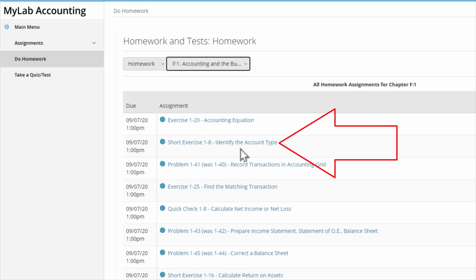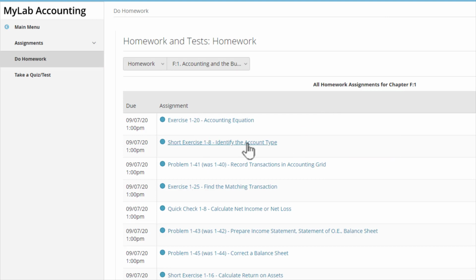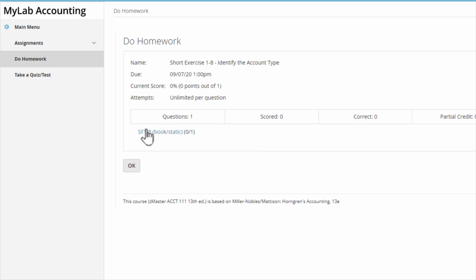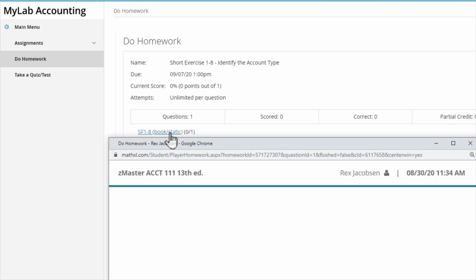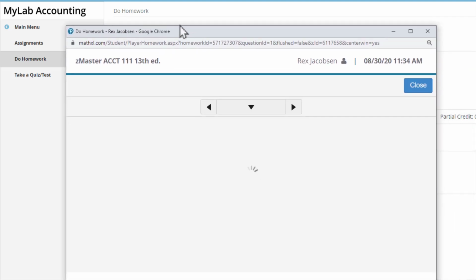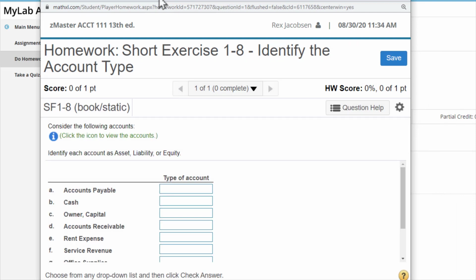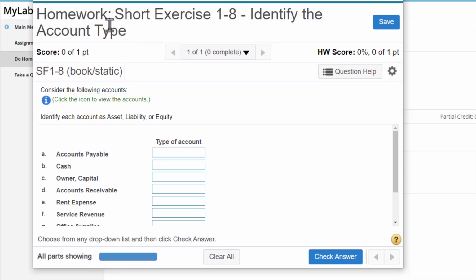and then I'm going to click on short exercise. We're going to identify the account type. So hopefully this one should be pretty easy. And there's only one of them. Usually there's two versions of the homework problems, but this one has only one. So we're going to identify the account type.